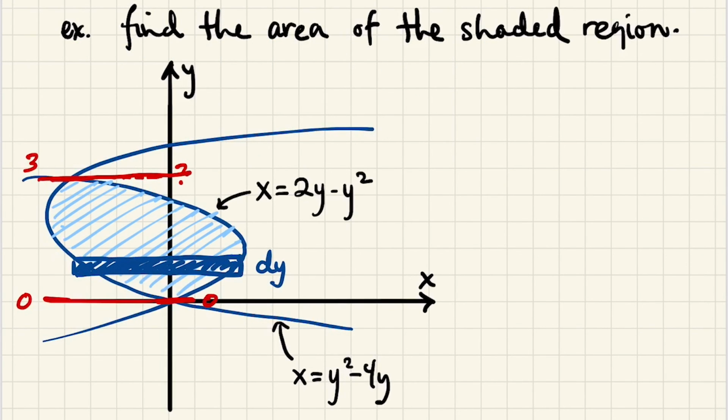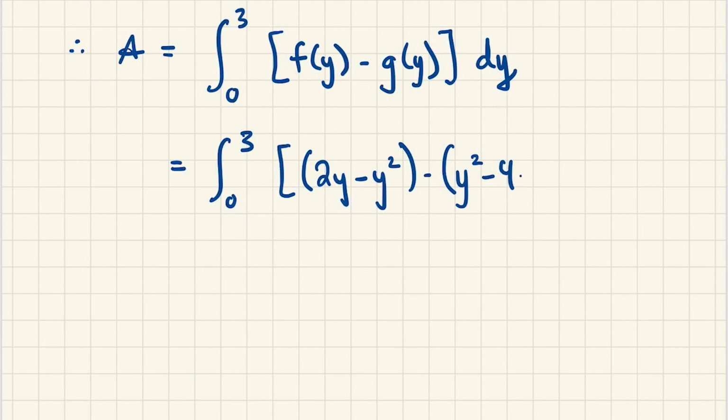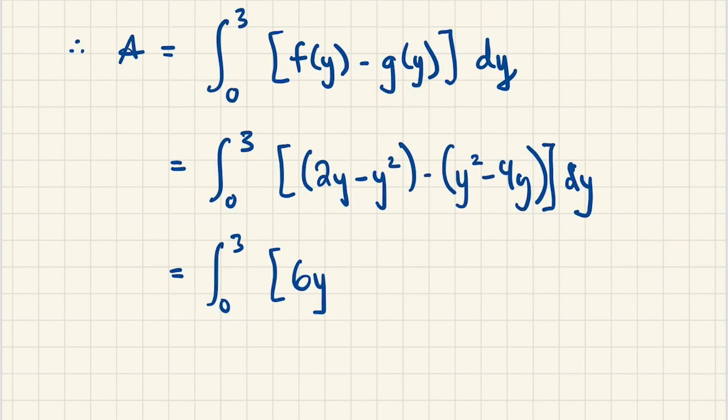Okay, let's take a quick look to see which one our right function is. Our right function appears to be the 2y minus y squared, and the left function is the y squared minus 4y. Distributing the negative and combining like terms, we get 6y minus 2y squared.